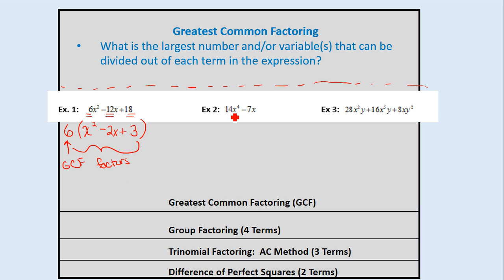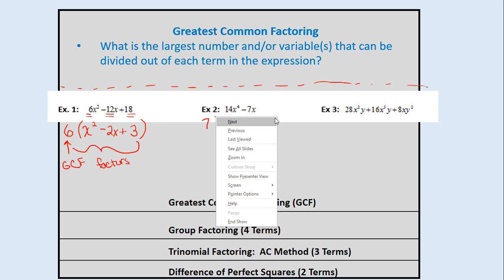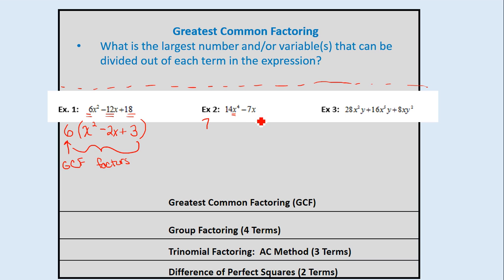Same idea. This time I only have two terms, 14x to the fourth minus 7x. What is the greatest number I can divide out of the 14 and the negative 7? I could divide out a 7. Now let's look at the variables. This one has an x to the fourth, this one has an x. I can divide an x out of both of them. They both have x's that I could divide out. So I'm going to write x right here, and now I can go ahead and literally divide both of these terms by that 7 and the x.